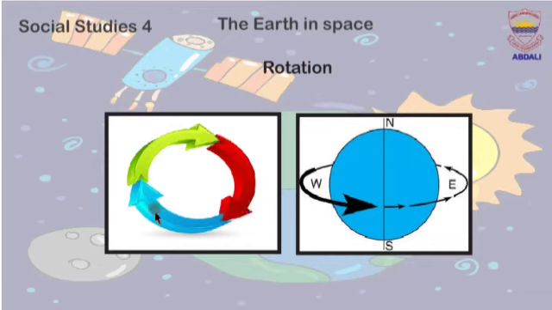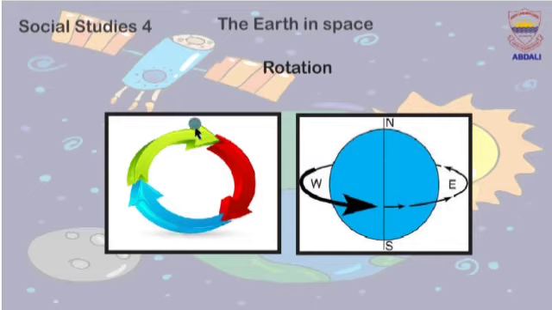I repeat once again, the earth spins or rotates from west to east on its axis. My dear students, can you explain what is rotation? The earth spins or rotates from west to east on its axis. This is called rotation.